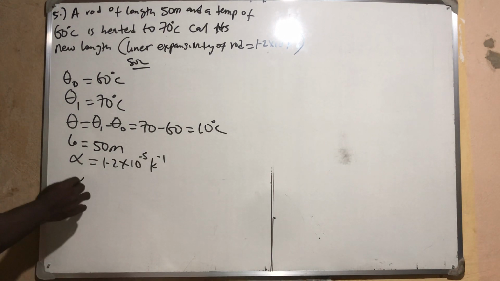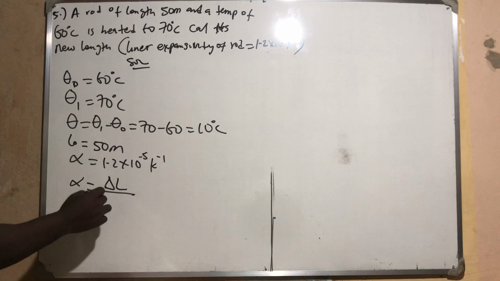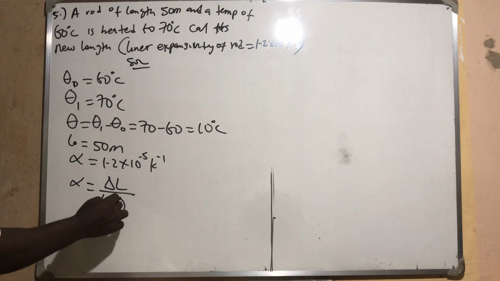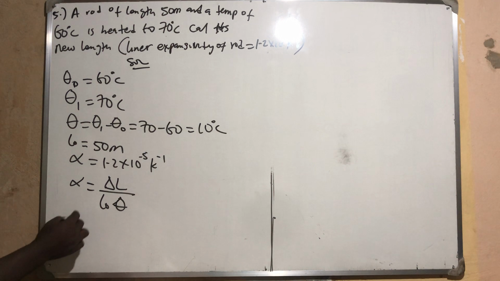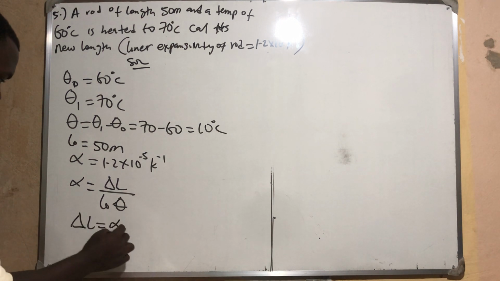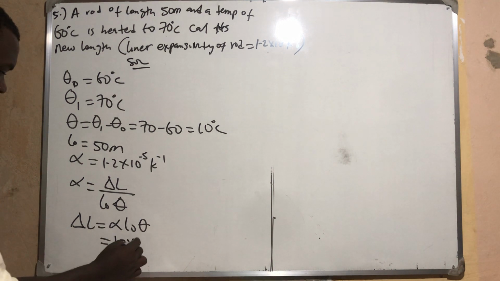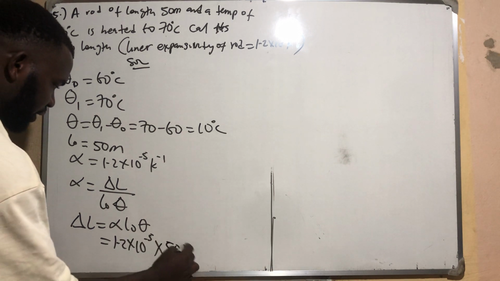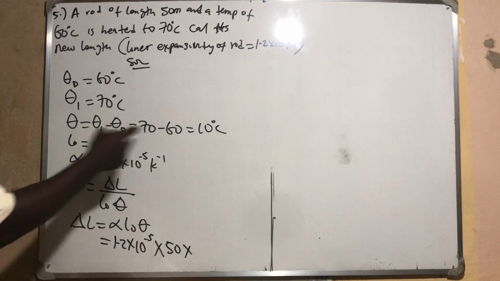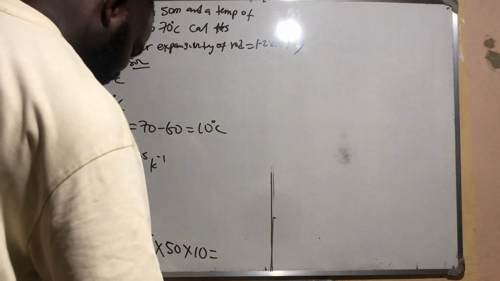But I know that my linear expansivity is change in length over original length times change in temperature. So first of all, let us get the change in length. Our change in length will be alpha L0 theta, which is my alpha 1.2 times 10 raised to power minus 5 times my L0, which is 50, then times my theta, which is 10.